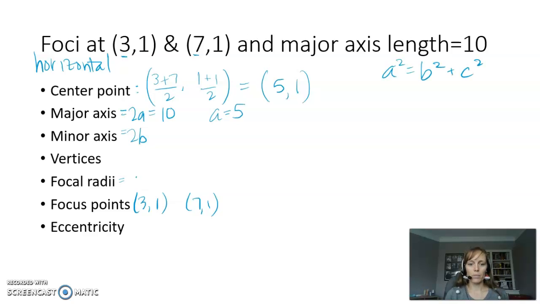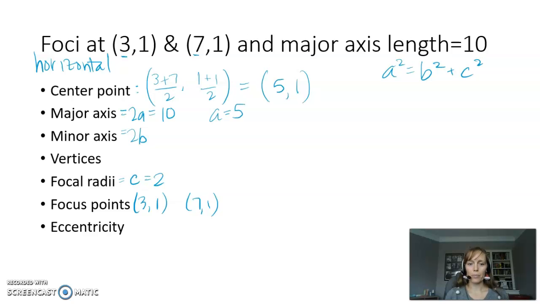Our c value comes from the focal radii, and the focal radii are going to be the distance from the center point to the focus points. So finding distance between those means that I subtract their value, right? The change is happening in the x's, and so I can see that it goes from 3 to 5 and from 5 to 7. So my c value is equal to 2, and so that is my focal radii, or radius.